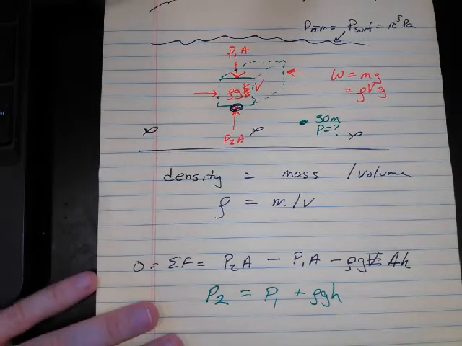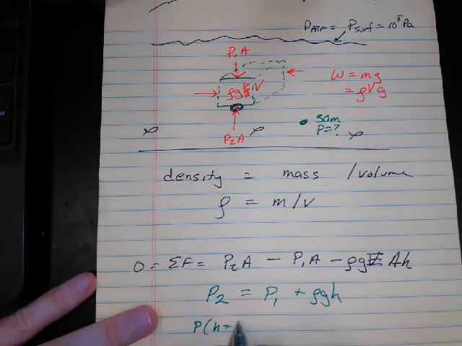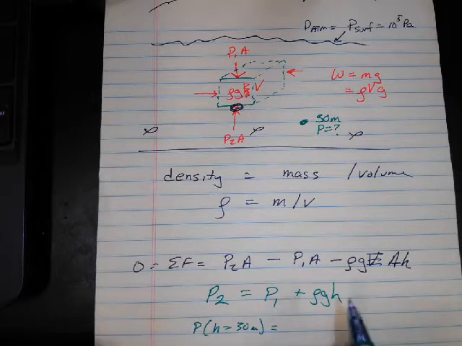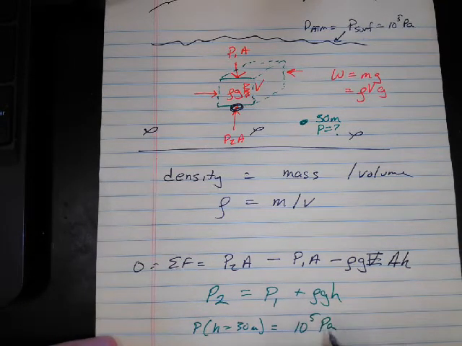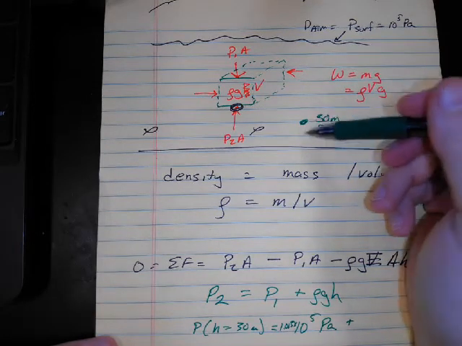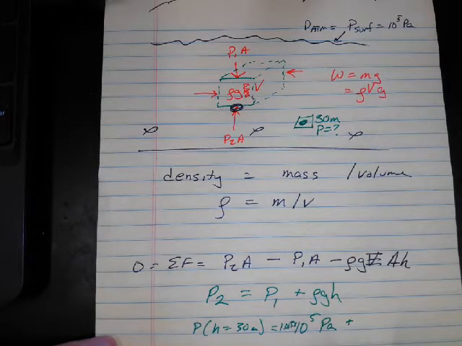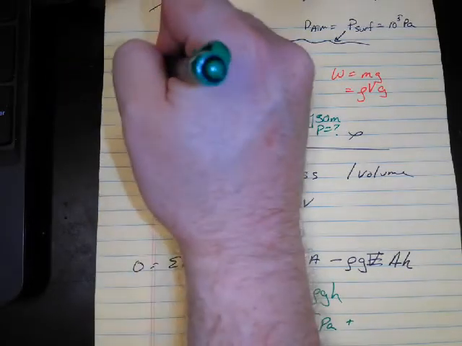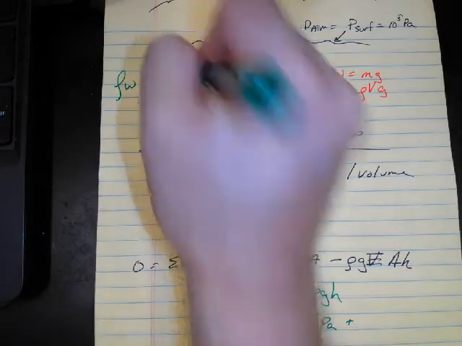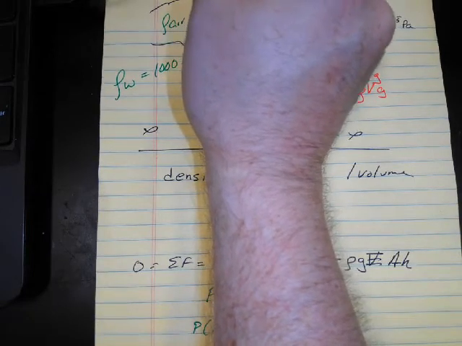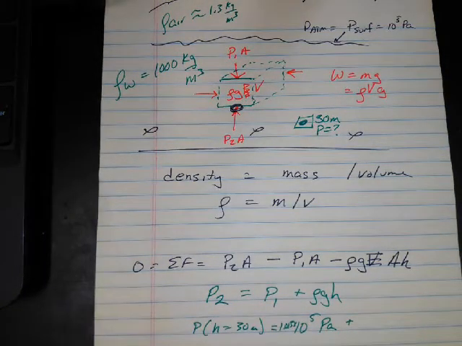Well, we can do this. We can say that the pressure at H is 30 meters is, well, we're going to have the pressure at the surface, that is 10 to the 5 Pascal, or in your problems it should be 1.013 times 10 to the 5 Pascal. Plus, now it's going to be the weight of the water above that point divided by the area that we're looking at. So it's going to be this rho GH. So density of water is 1,000 kilograms per meter cubed. The density of air is about 1.3 kilograms per meter cubed. About. It varies a good deal.